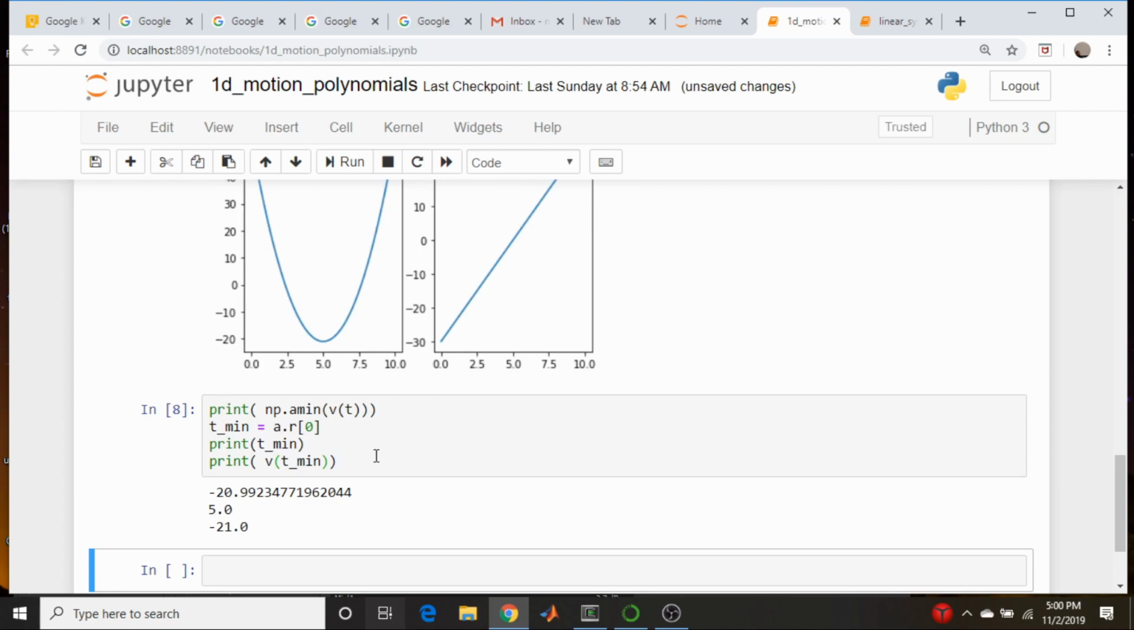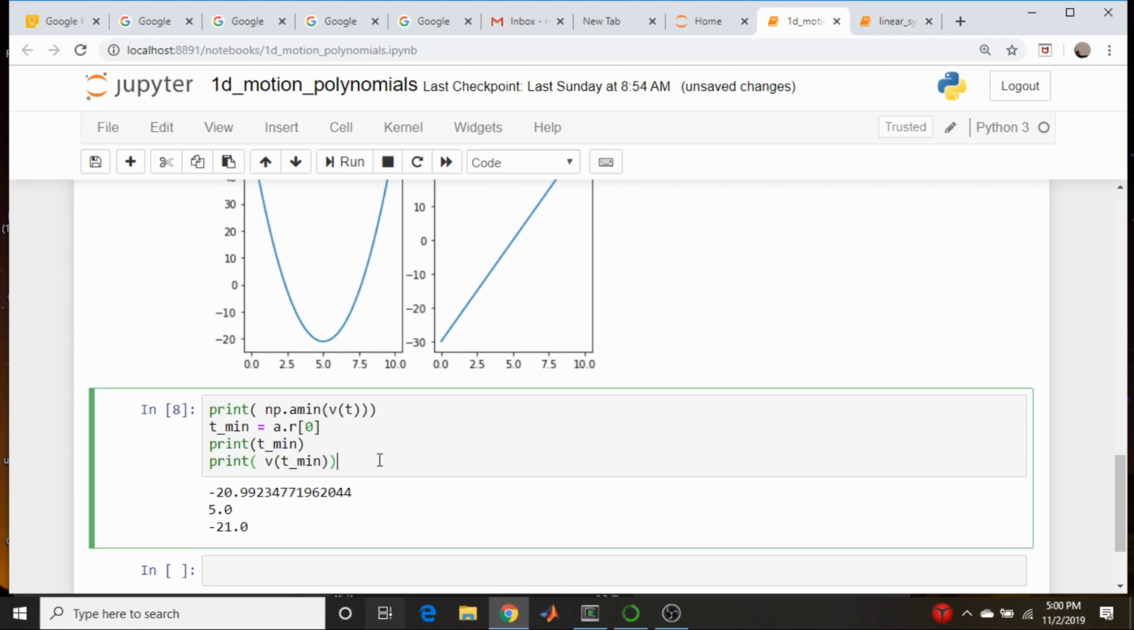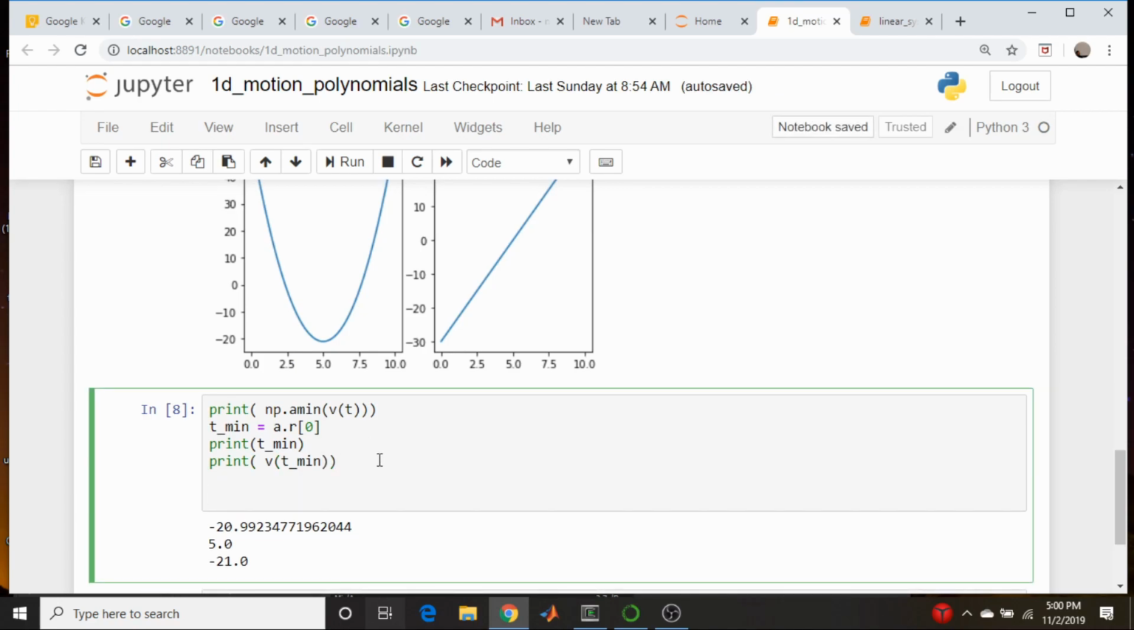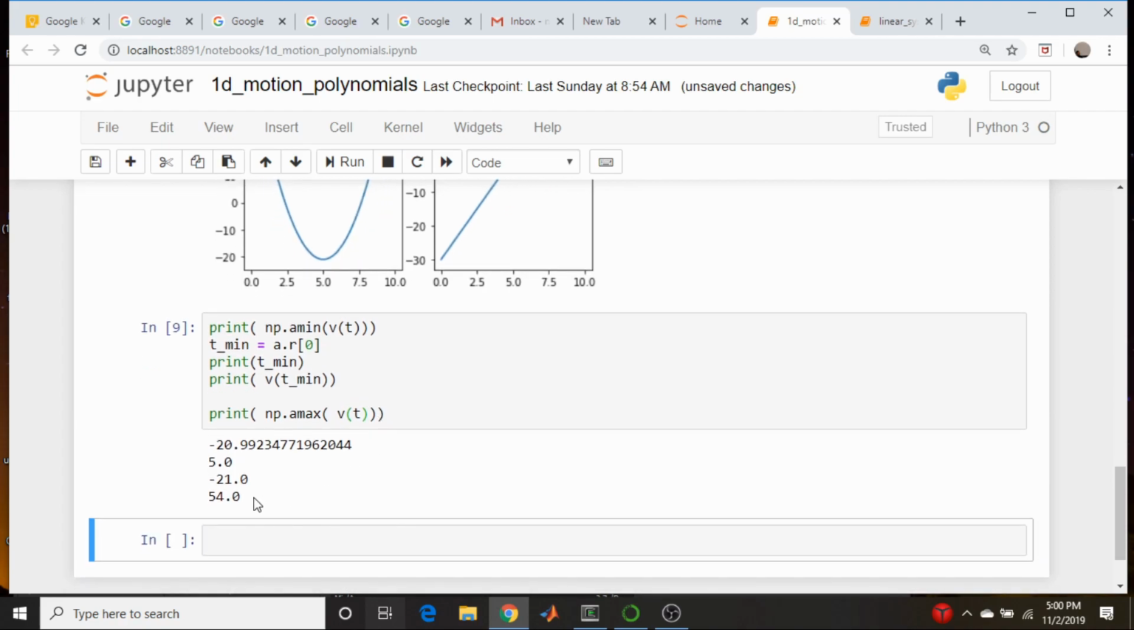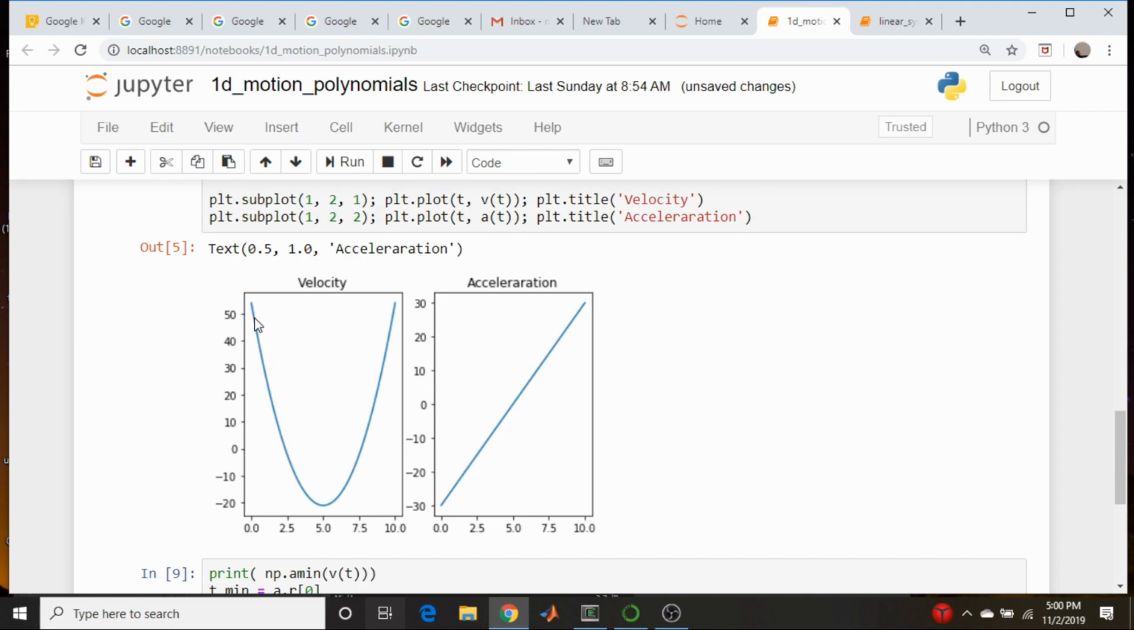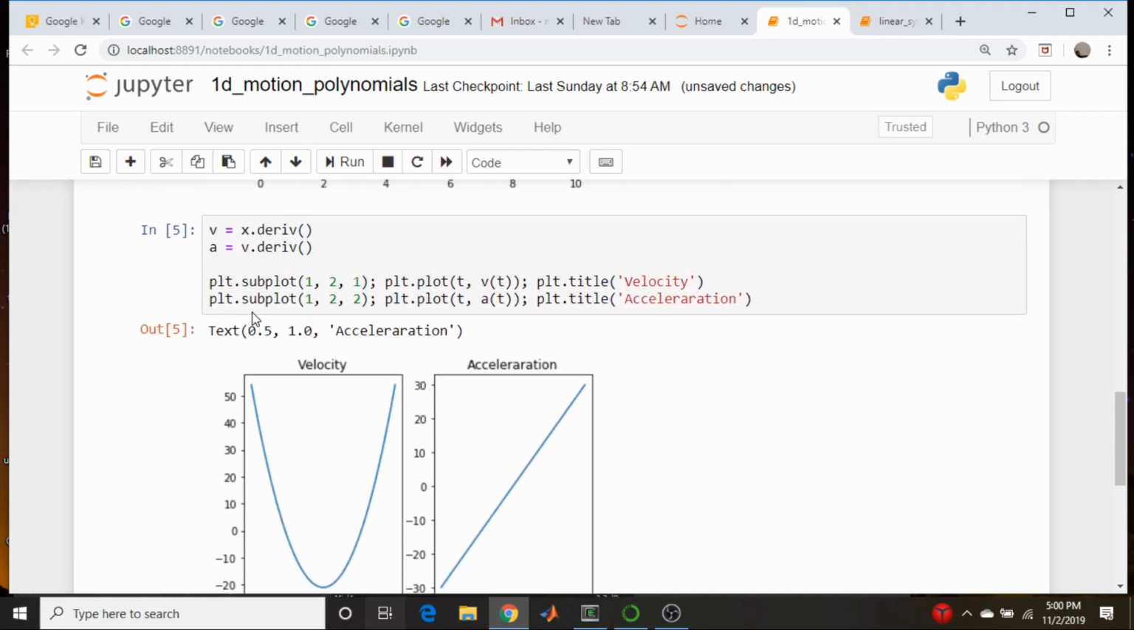So here we can just do what we did above with searching the array for the max. So let's just go print np.amax(v(t)). So 54, is that about right? That looks about right here. So okay, we're good there.